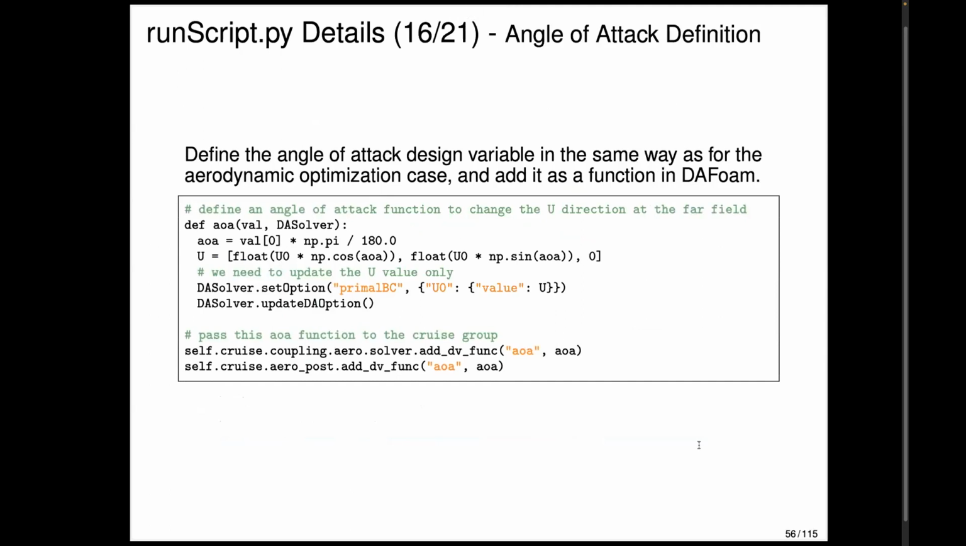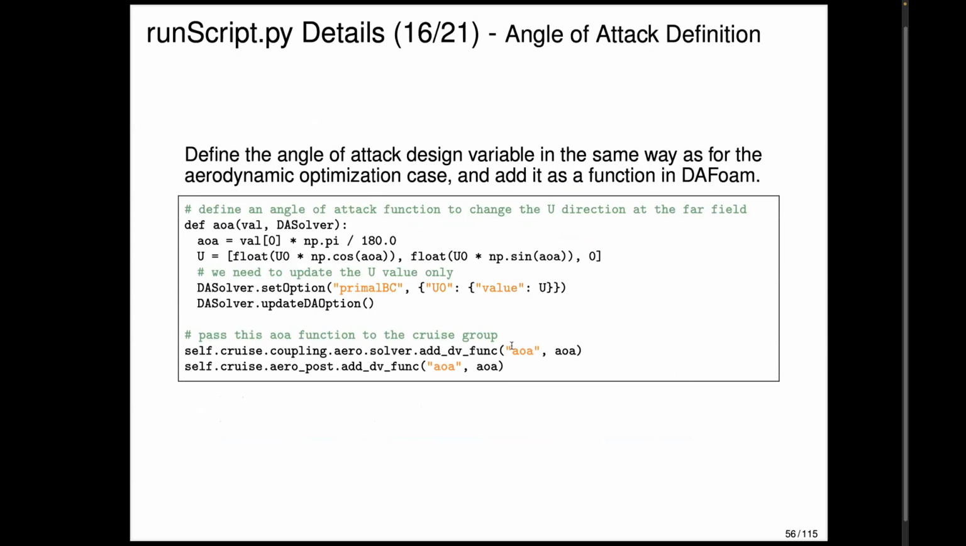The angle of attack is a little bit different. Those who have used DAFoam in the past are probably familiar with that. The angle of attack is not a geometric design variable. It is a flow design variable. So it goes directly to DAFoam as opposed to passing through a geometry component. What we'll do is define, similar to the twist, a function that computes or changes this angle of attack or the free stream flow. And it will update DAFoam every single time it is called.